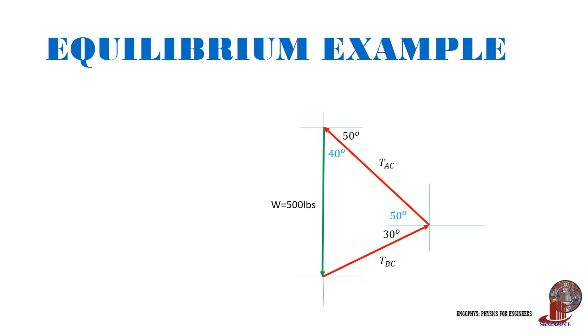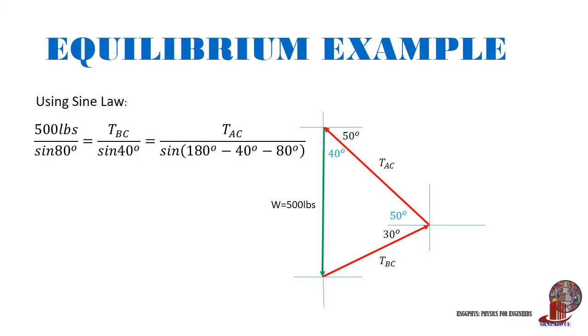After completing the necessary elements of the triangle, we can use sine law. So it turns out to be 500 pounds is to sine 80, which is equal to TBC is to sine 40, and also the same as TAC is to sine of 180 degrees less 40 less 80, or that would be sine of 60 degrees.